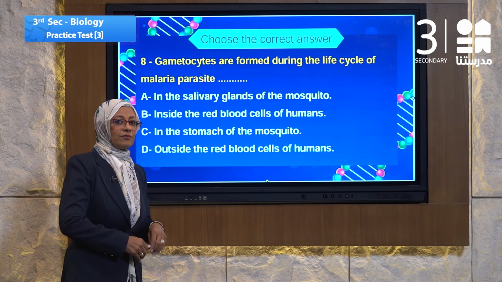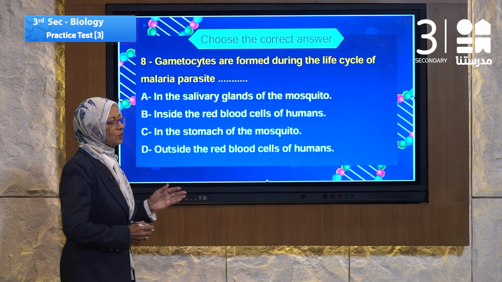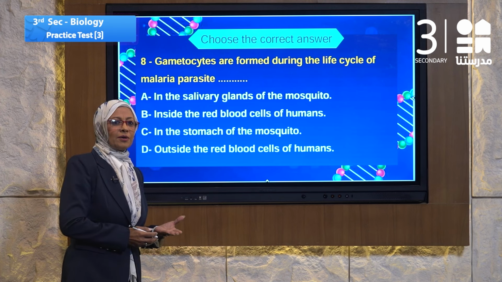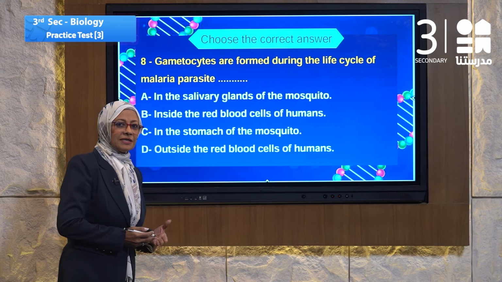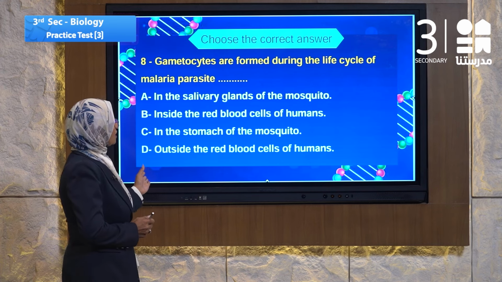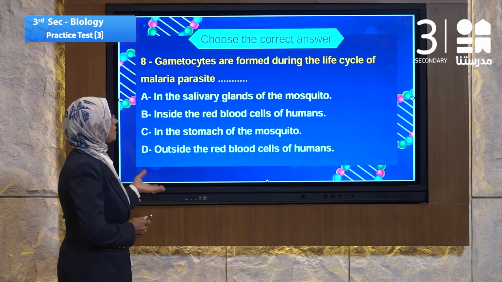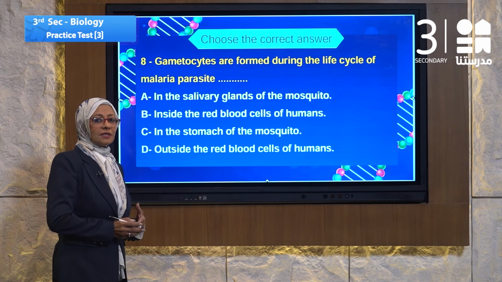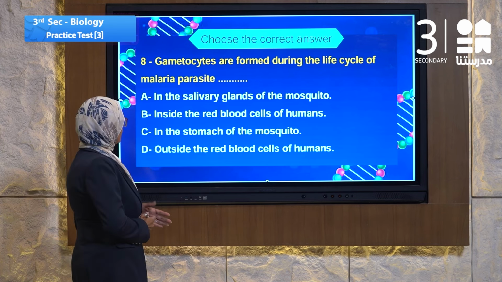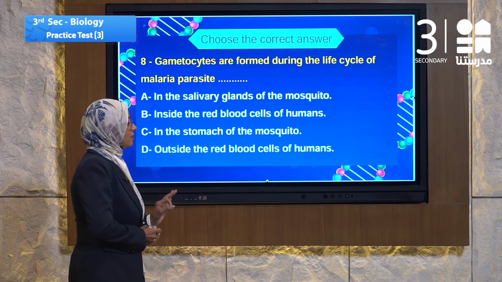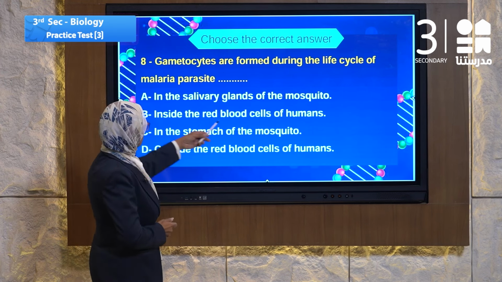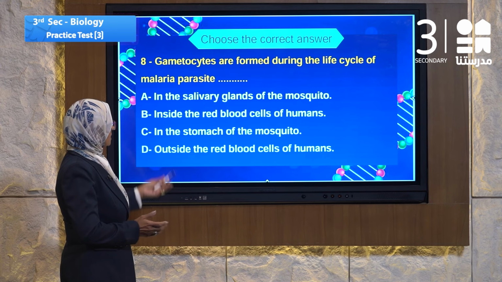Malaria is a type of reproduction found in 2 living organisms. The first living organism is the mosquito and the other is the human being. So here the question asks where the gametocyte is found, in the mosquito or the human being, and where inside it. Let's read the choices and decide.